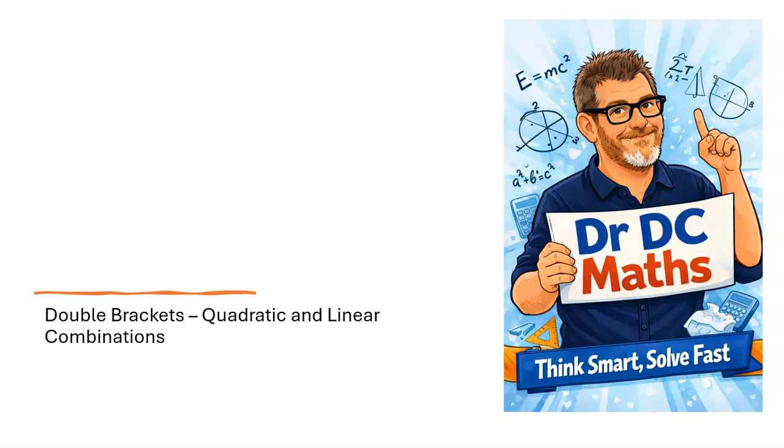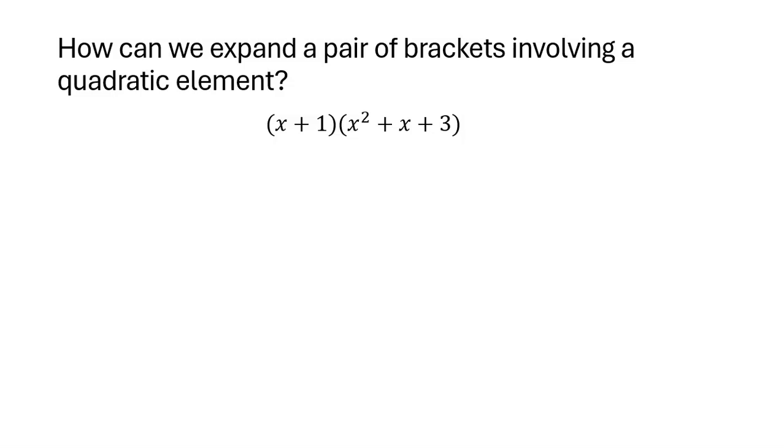At National 5 level, the skill of expanding a pair of brackets is typically taken a bit further than just two linear expressions within the brackets. One of the brackets usually contains some sort of quadratic, and we're looking at how we can expand that combined with a linear bracket. That's the skill we're going to discuss here: how we can combine a quadratic and a linear bracket combination to expand them. So putting it simply, the question is how can we expand a pair of brackets involving a quadratic element?